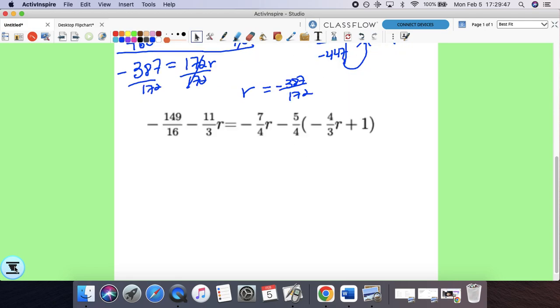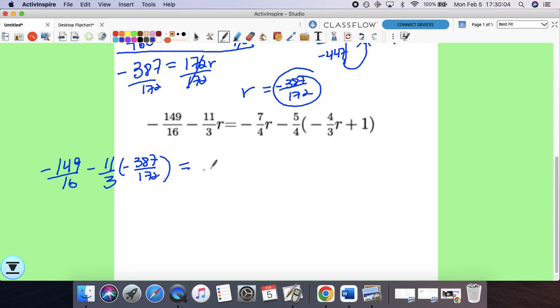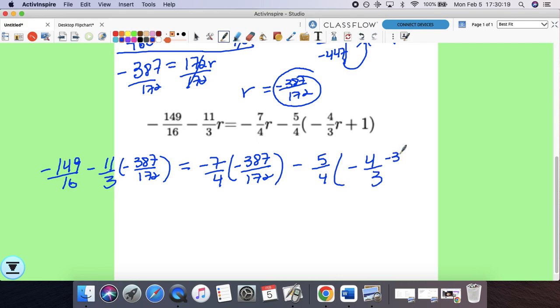We're substituting, right? We're making sure. So negative 149 over 16 minus 11 over 3 times r, and this is r, which I'll put in parentheses, negative 387 over 172. Don't worry, you will have a calculator when you're doing these problems, okay? So the fractions, you can save them. Minus 5 over 4, negative 4 over 3 times negative 387 over 172 plus 1. Got it. So I, in my defense, will get a calculator.